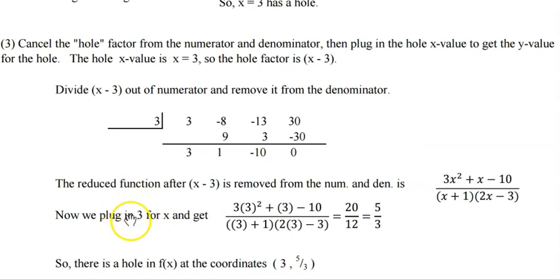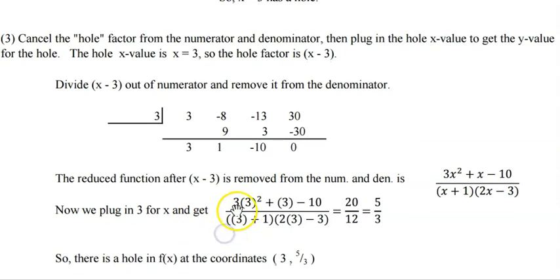Then what we're going to do is plug 3 in all of these x's here and find out what our y value is. Okay, so we plug a 3 in here and here and here and here. We wind up getting 20 in the numerator and 12 in the denominator, 20 over 12. If we divide the numerator by 4, we get 5. If we divide the denominator by 4, we get 3. And so the y value of the hole is 5 over 3. So there is a hole in f of x at the coordinates 3 and 5 over 3.